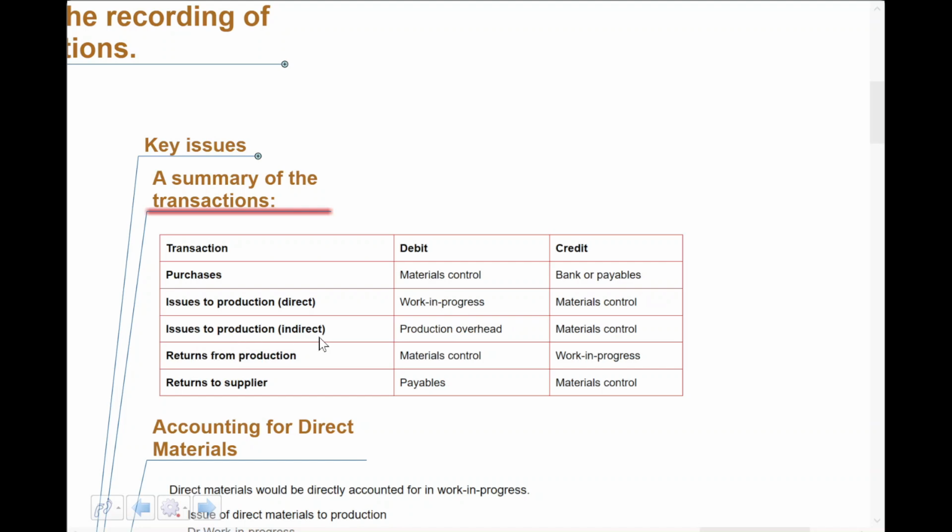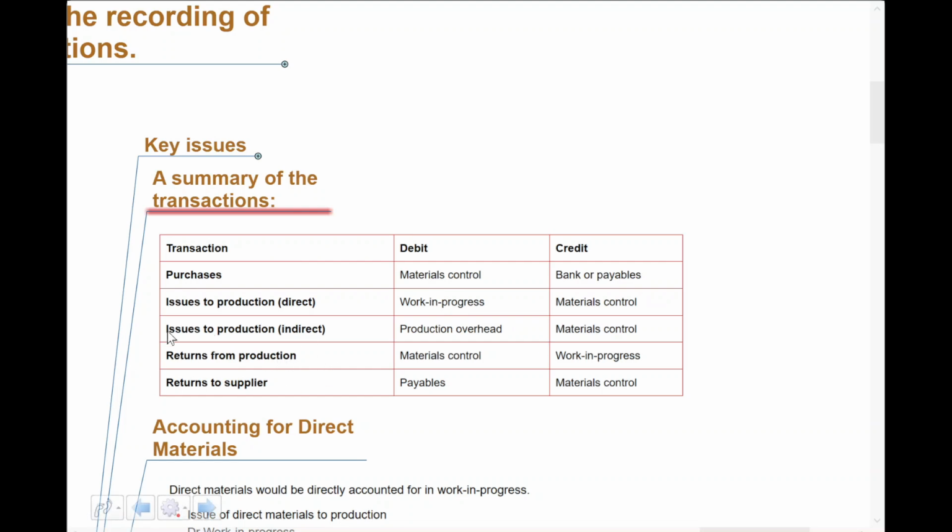Outside of that, issues to production indirect. In other words, we're talking about indirect overhead in effect. So, what is the debit? Well, the debit must be to production overhead, because overhead is an expense of the business. Where will we credit? Again, materials control account, if you will, our master account.